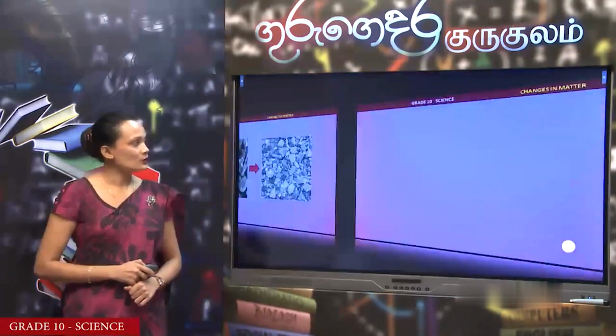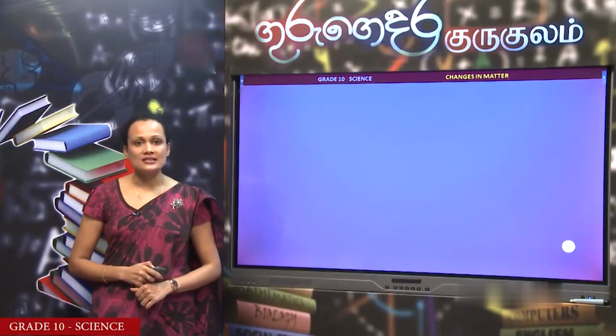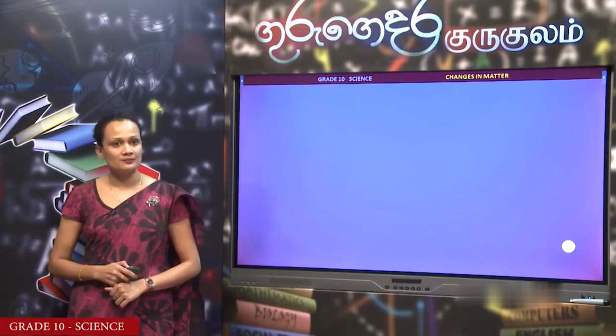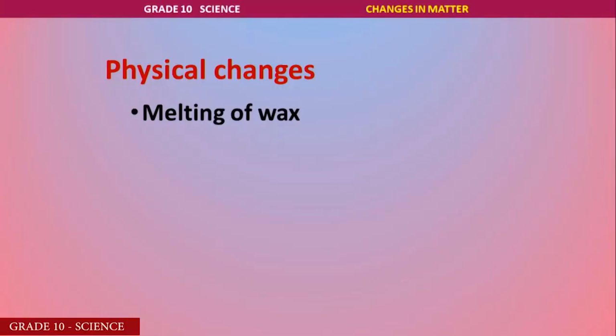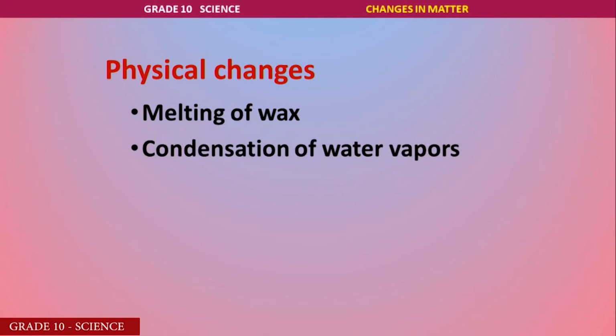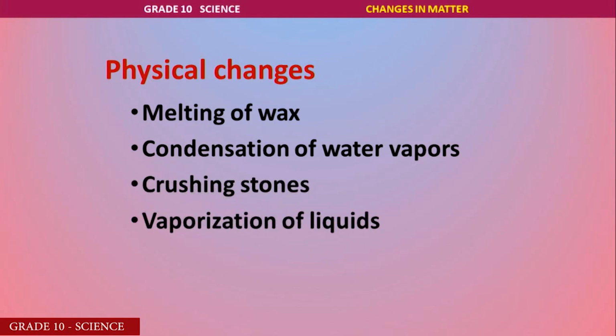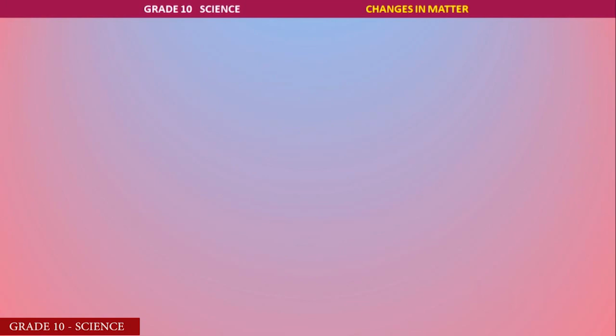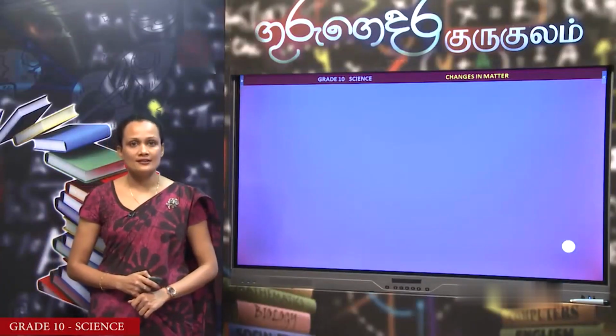So likewise, you can find some other physical changes occurring in the environment. Now, I think you can get an idea about physical changes. Let's see some examples again to get the idea. Here, I have melting of wax, condensation of water vapors, crushing stones, and vaporization of liquids as some examples of physical changes.